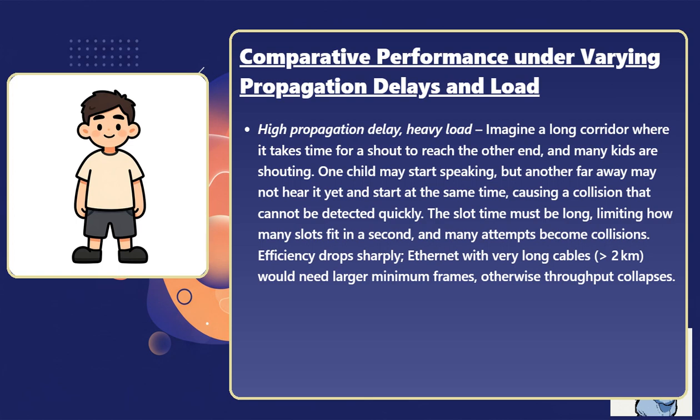High propagation delay, heavy load: imagine a long corridor where it takes time for a shout to reach the other end and many kids are shouting. One child may start speaking, but another far away may not hear it yet and start at the same time, causing a collision that cannot be detected quickly. The slot time must be long, limiting how many slots fit in a second, and many attempts become collisions. Efficiency drops sharply. Ethernet with very long cables, greater than 2 kilometers, would need larger minimum frames, otherwise throughput collapses.